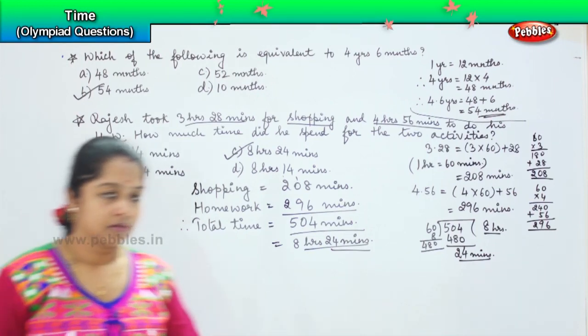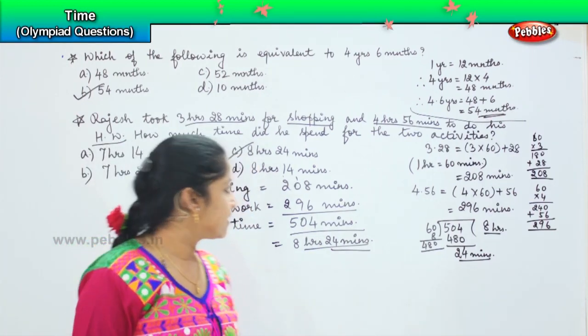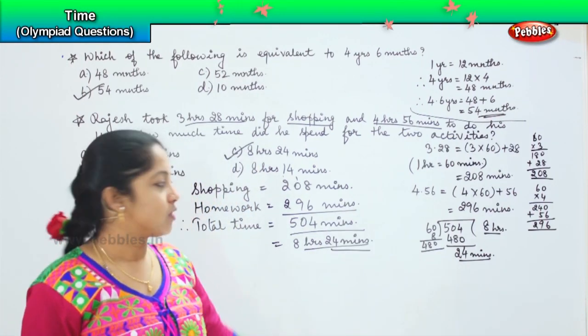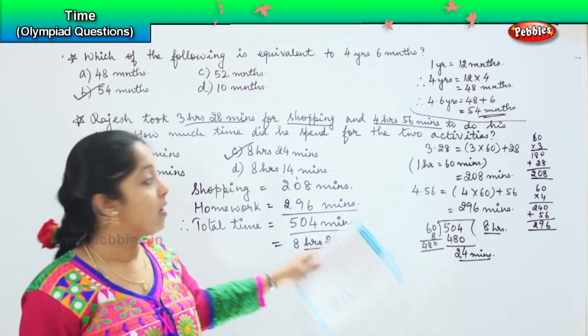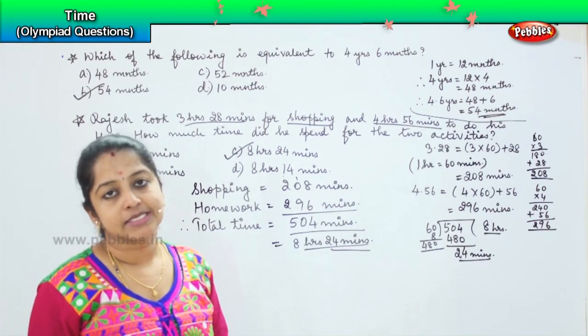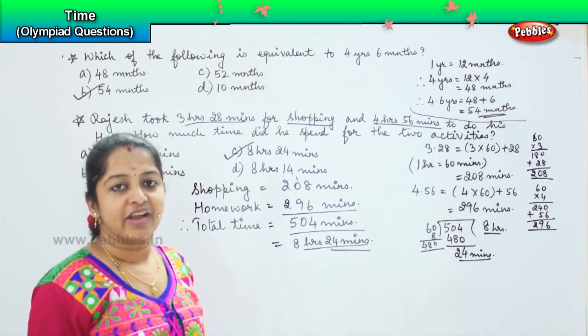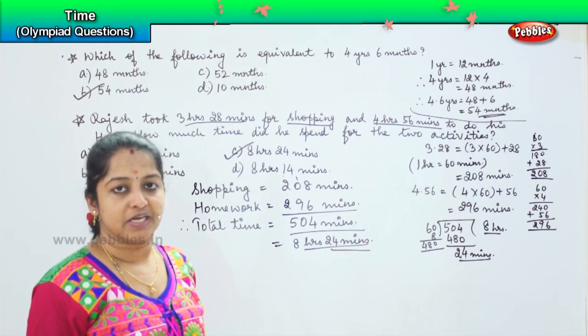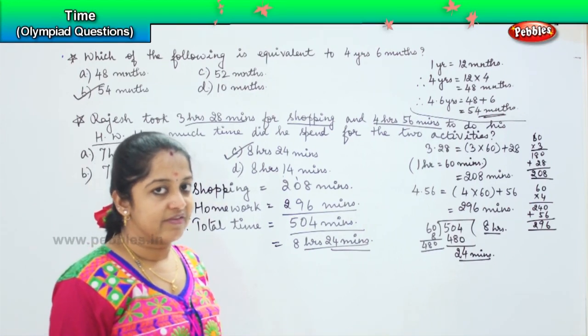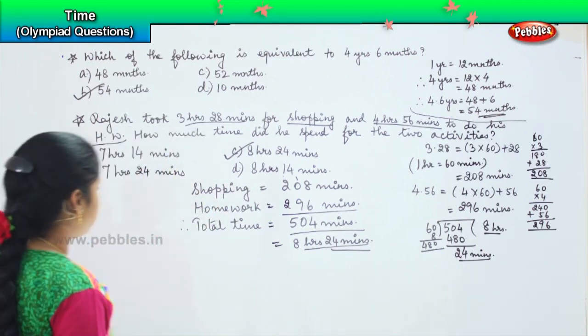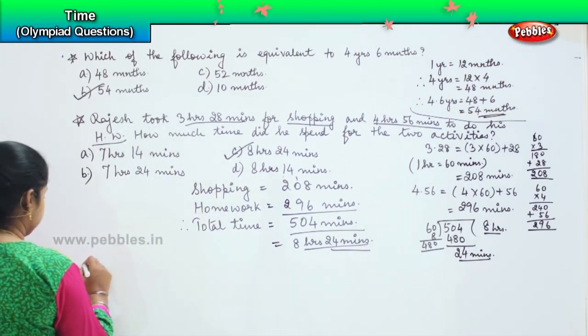Clear? So, ready children? Did you understand this type of question? First, you need to convert it totally into minutes or into months, whichever is asked. And then, you need to find the final answer by dividing by the respective number. Clear? Shall we move to the next one? So, here is your next question.